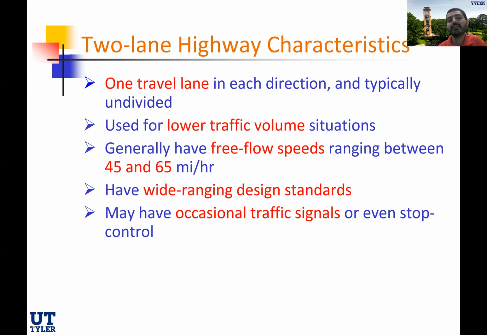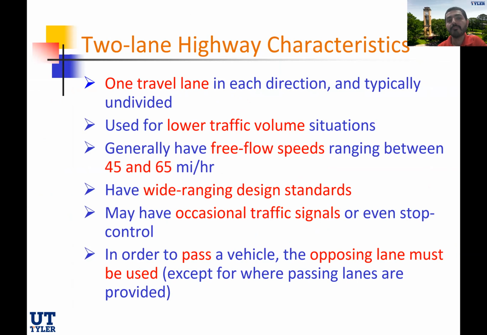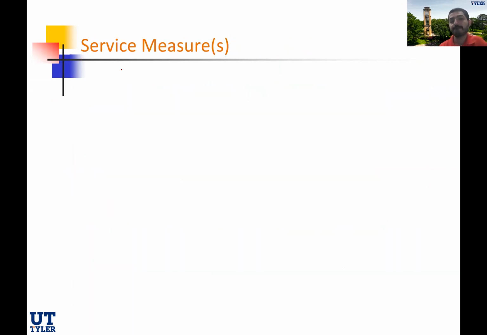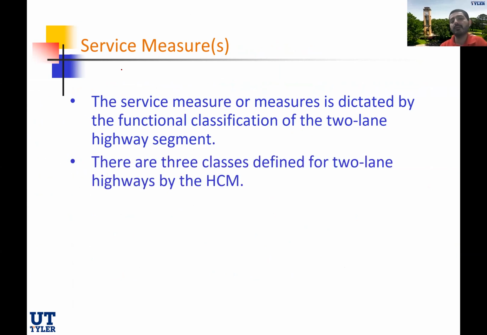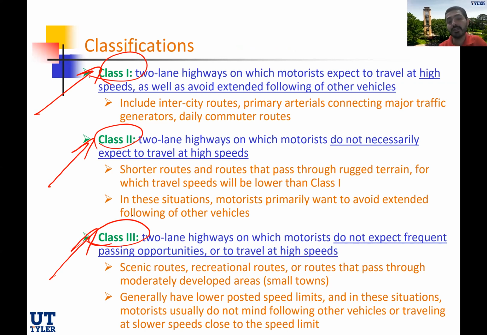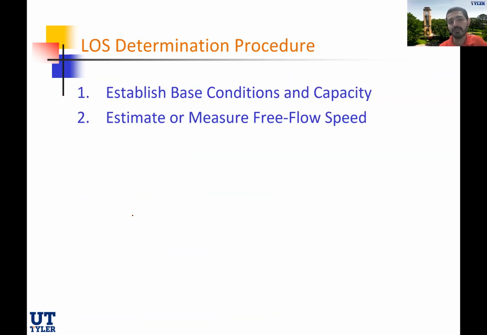I also can ask you, give me 3 to 4 characteristics of a two-lane highway. How can we define a two-lane highway? Those are the key characteristics to define such a facility. And then we've gone through the classification. There are 3 classes when it comes to two-lane highways: Class 1, Class 2, Class 3. I can ask you to define for me Class 1, or what's the difference between Class 2 and Class 3? You should be able to define these as a conceptual question.